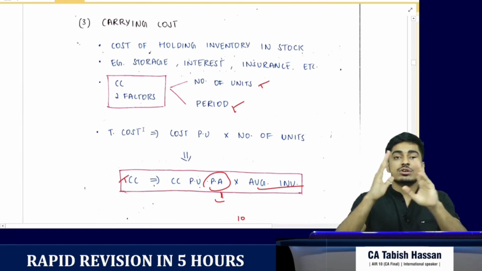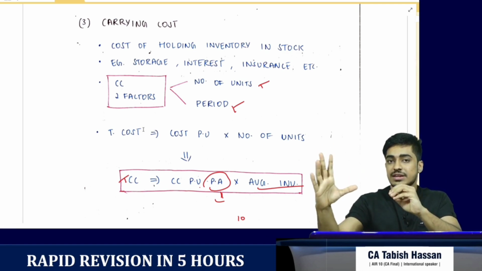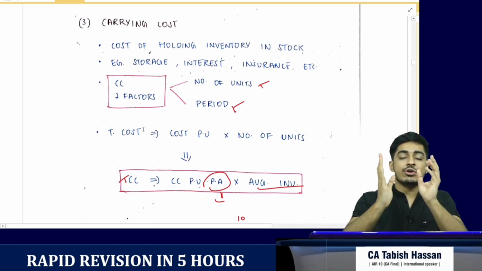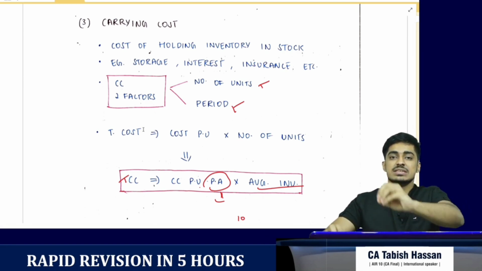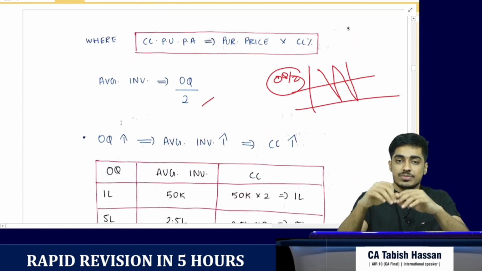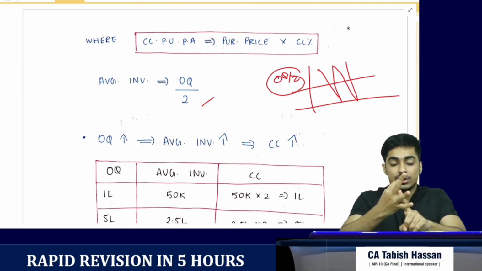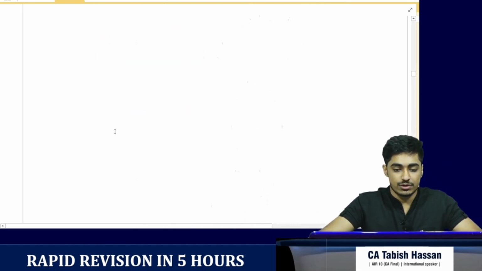Okay, so the carrying cost formula is: carrying cost is equal to carrying cost per unit per annum into average inventory, wherein average inventory is equal to ordering quantity divided by 2. Carrying cost per unit per annum is a percentage of purchase price, so it is purchase price into carrying cost percentage. Clear? So we discussed the 3 inventory costs. So we have the purchase cost, ordering cost, and carrying cost. When we total all these 3, we get the total inventory cost.